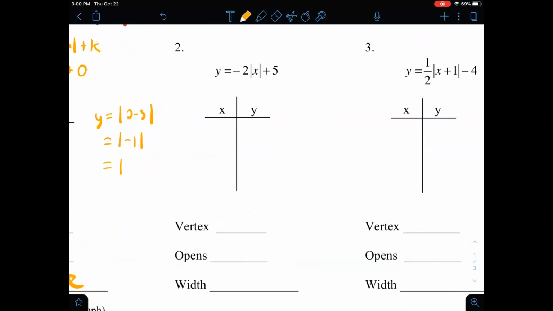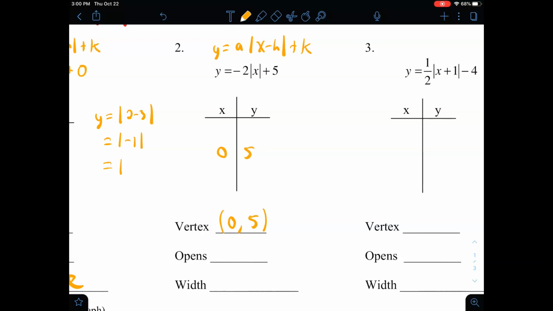All right, next one, number 2. We have y equals -2 times the absolute value of x, all plus 5. So remember, it's y equals a times the absolute value of x minus h, all plus k. All right. So what is our h and our k for this one? I don't see anything inside the parentheses besides x. So what's our h going to be? It's x minus what? Minus 0. X minus 0. And what's our k? It's going to be 5.